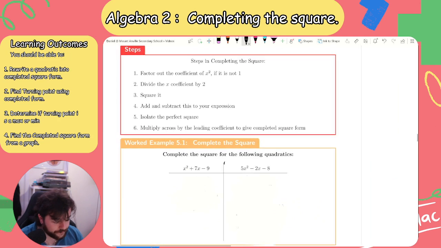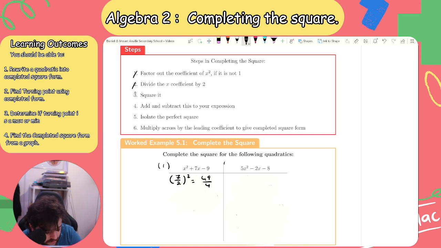So now the steps in completing the square. Let's do this example down here. Step 1, factor out the coefficient of x squared if it's not 1. Example 1: x squared plus 7x minus 9. My coefficient of x squared is 1, so I don't need to factor it out and can go on to step 2. Step 2, divide the coefficient of x by 2, and step 3, square it. The coefficient of x here is 7, so divide it by 2 and square it. I'm going to get 49 over 4.